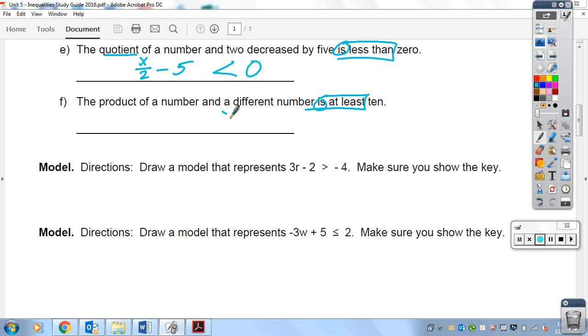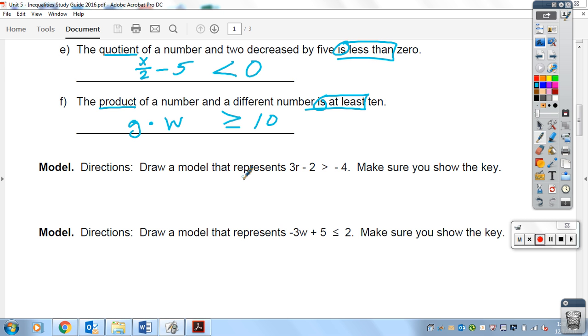Is at least means is greater than or equal to. 10 is at least 10. Now I'll do this part. Product, which means multiplication. The product of a number, let's say G, the product of a number and a different number, W, is greater than or equal to 10.